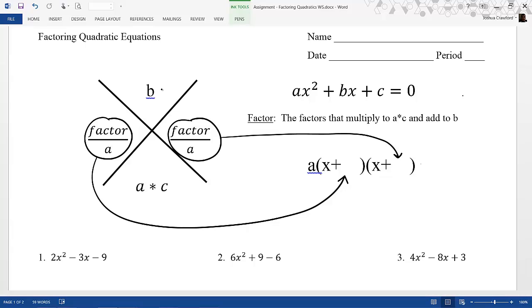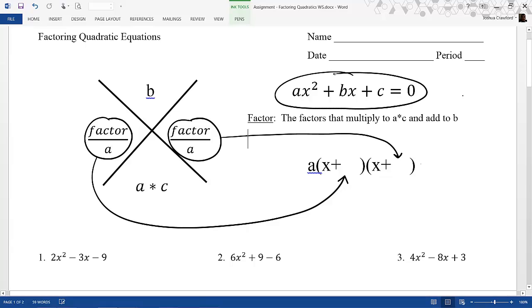Howdy everybody. Today we're going to be doing our factoring quadratic equations worksheets. That's where we take our standard form of an equation, do a little x factor thingy right here, and then get our intercept form of an equation right there.